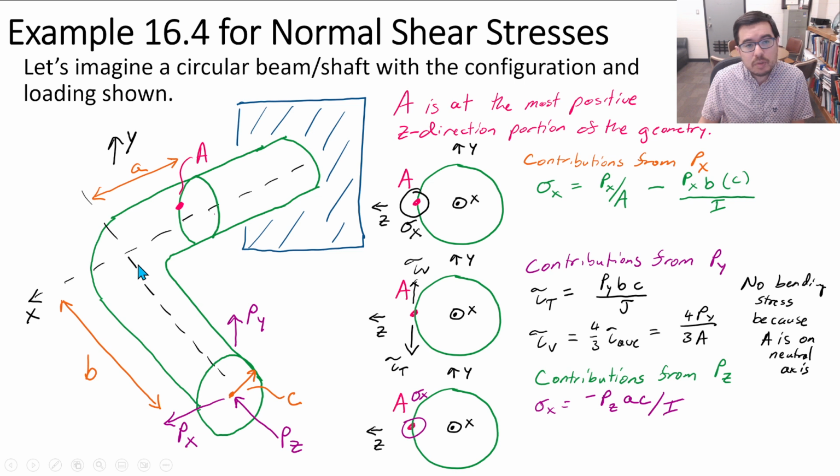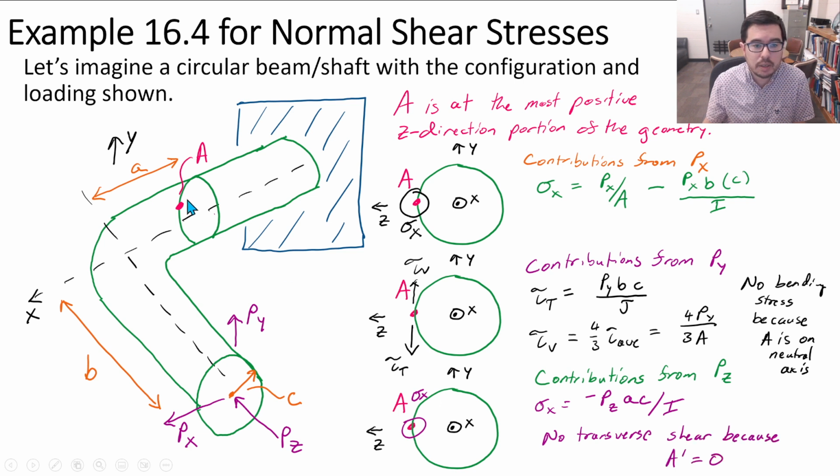I. What about transverse shear stress? Well, it definitely is introducing an internal shear force, and that would be in the positive z direction. But A is at the outskirts. It's at the top of that beam. If you think of it being bent in that direction, A prime would be equal to 0, and so there's not going to be any transverse shear stress there, because we're at the top.